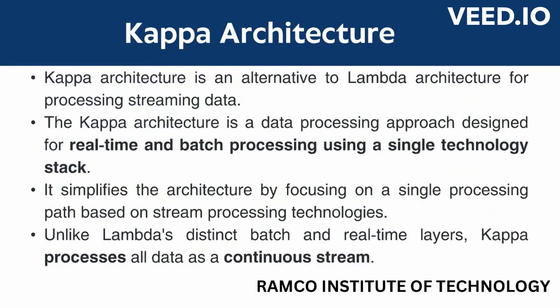Next is the Kappa architecture. It is an alternative to Lambda architecture for processing streaming data. The Kappa architecture is a data processing approach designed for real-time and batch processing using a single technology stack. It simplifies the architecture by focusing on a single processing path based on stream processing technologies. Unlike Lambda architecture, which has a batch and a real-time layer, the Kappa architecture processes all the data as a continuous stream.